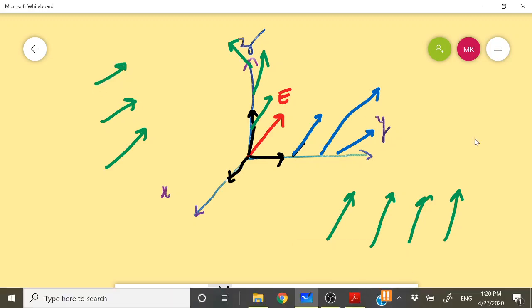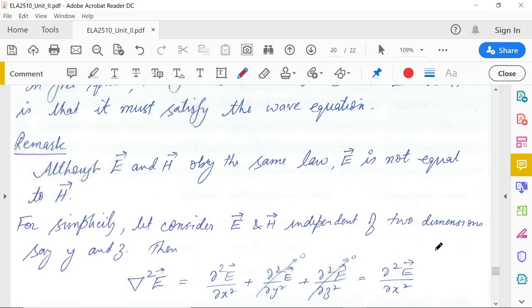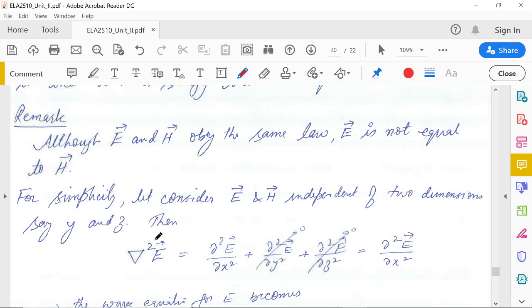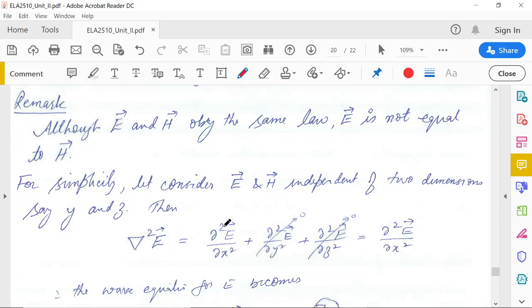So direction and magnitude remain the same. Here we say that E and H are independent of z, though they have all three components. Now when you open the Laplacian of E, what you get is del square E over del x square plus del square E over del y square plus del square E over del z square.